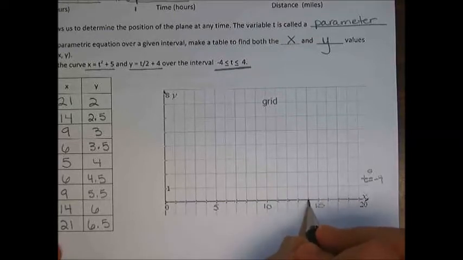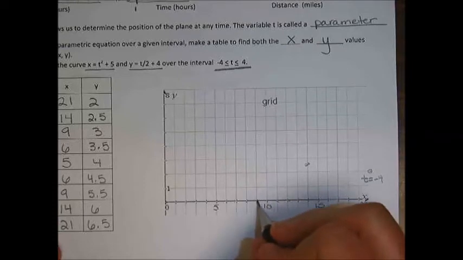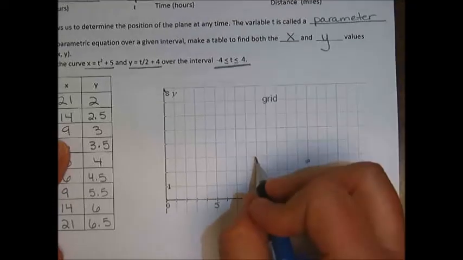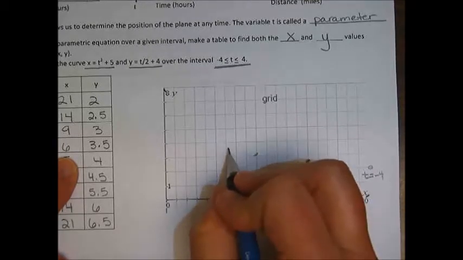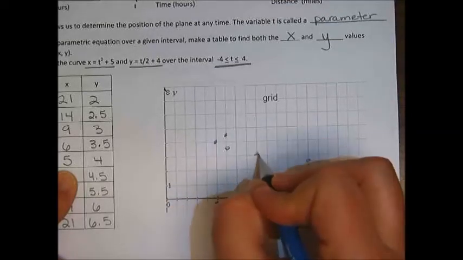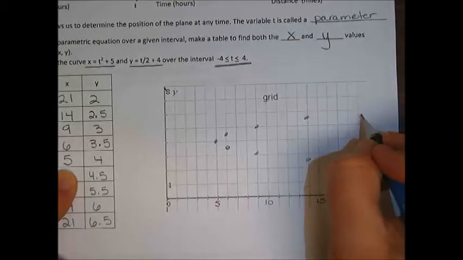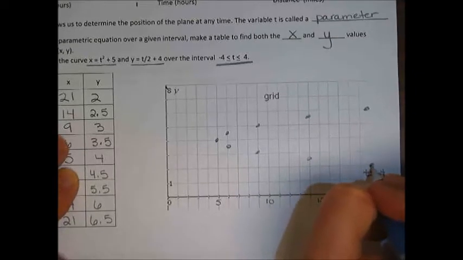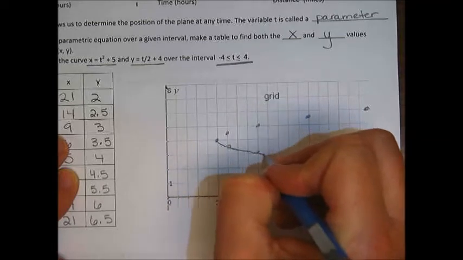So when x is 14, y is 2.5. When x is 9, y is 3. x is 6, y is 3.5. 5 is 4, and then this pattern starts to repeat again. So here, I'm going to connect this with a nice smooth curve.